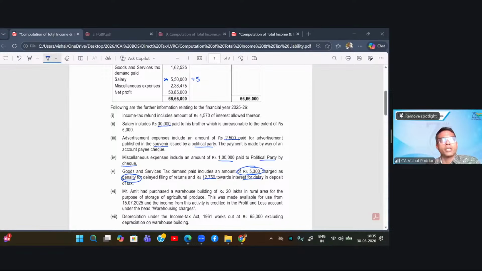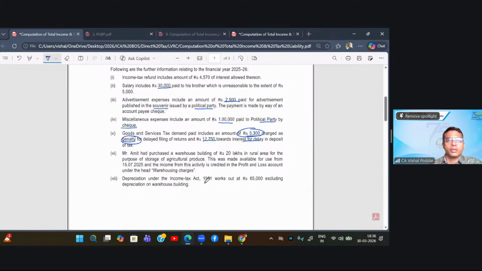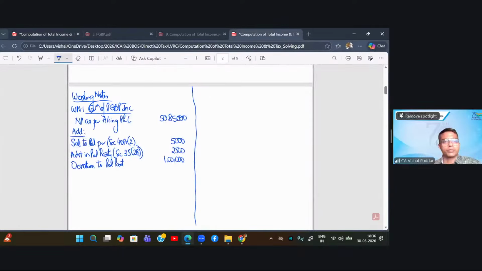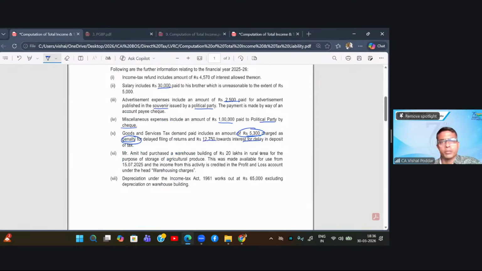Now, this depends upon our assumption. Generally, the module takes the assumption that wherever there is a taxation penalty, any taxation, direct or indirect, our module is assuming it is for the reasons of some type of tax evasion. So that is always disallowed. So we follow the same assumption. Correct? So we will disallow this 5,300 penalty. Then comes the next point.